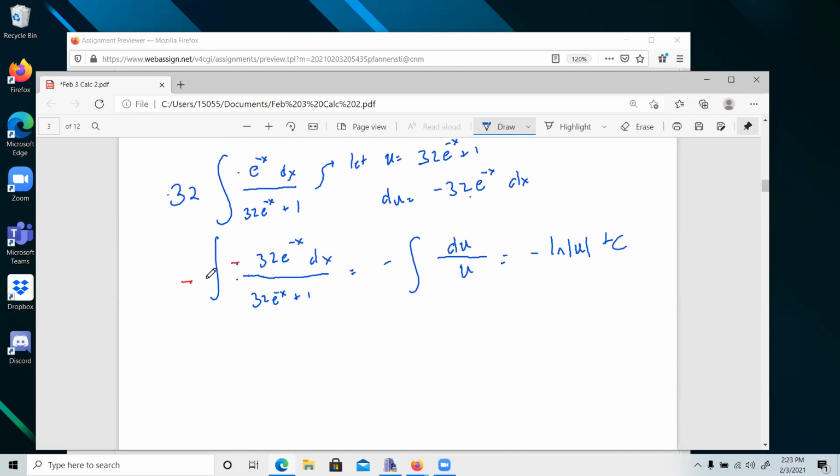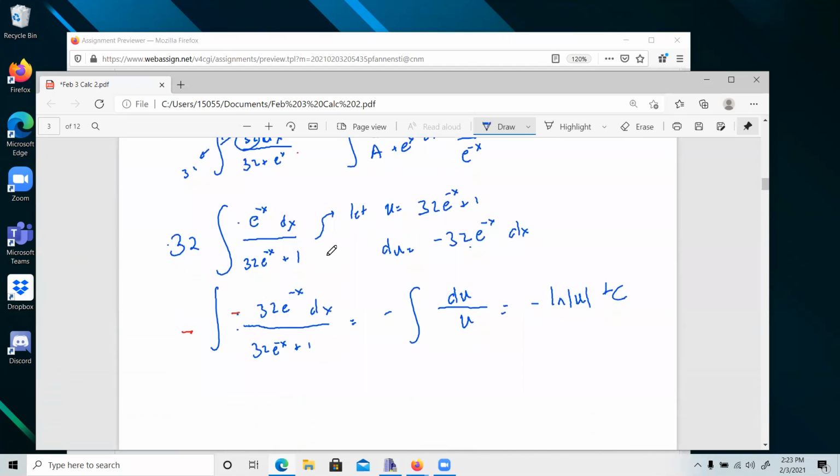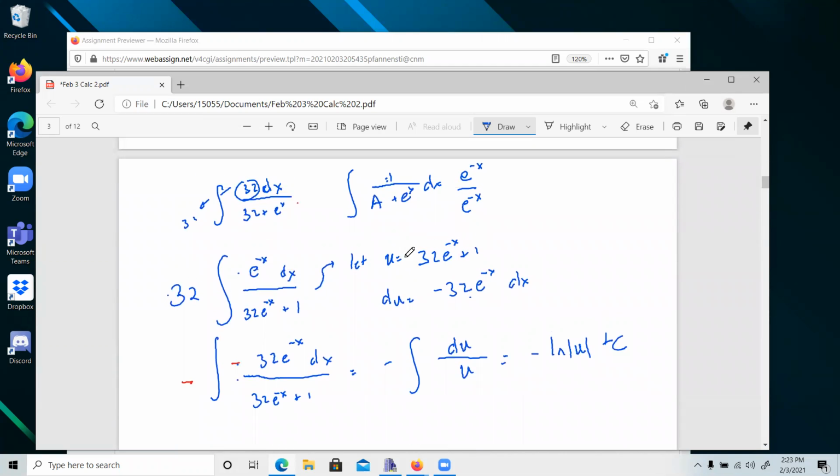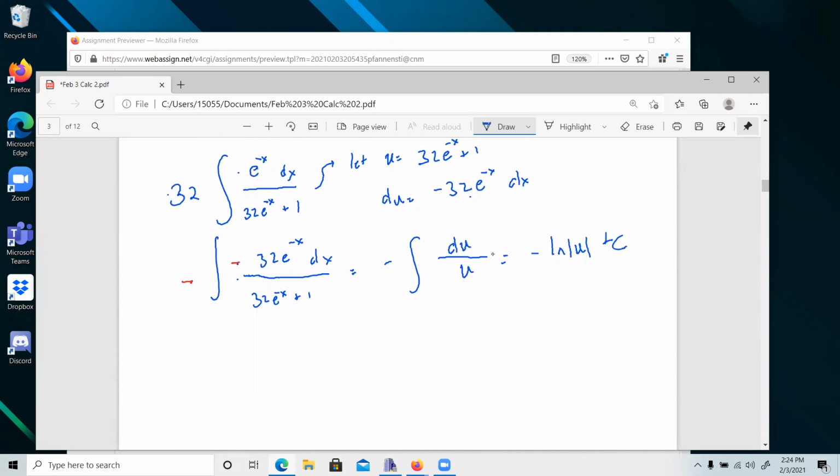And now it's time to push everything back in. So we're going to say, what the heck was u? u was 32 e to the negative x plus 1. So this is negative, and then, oh wait a minute, what was this? It was 32 e to the negative x plus 1.